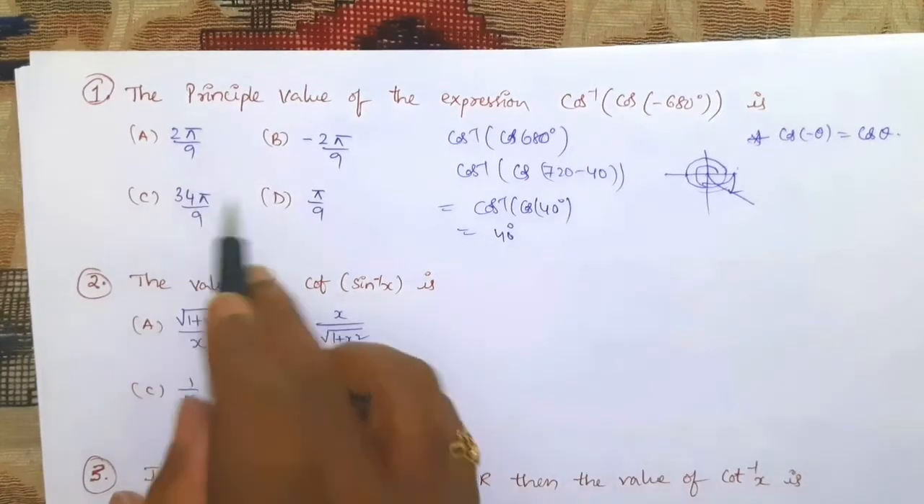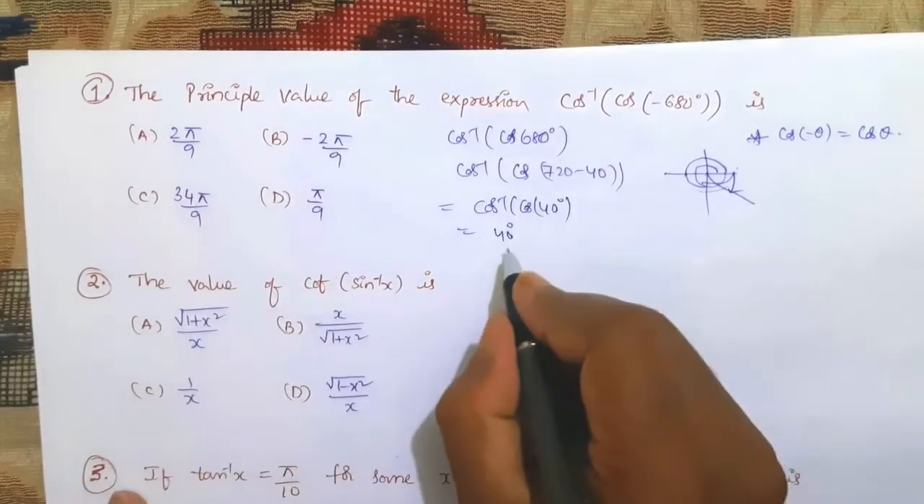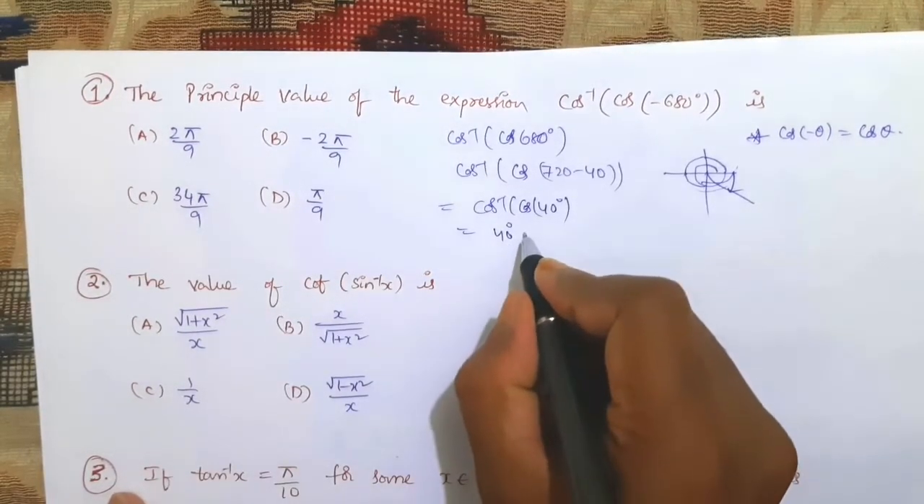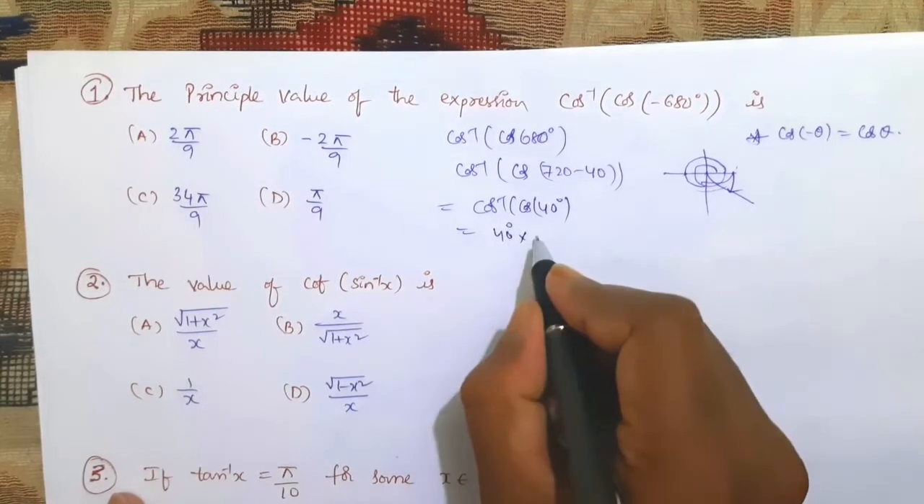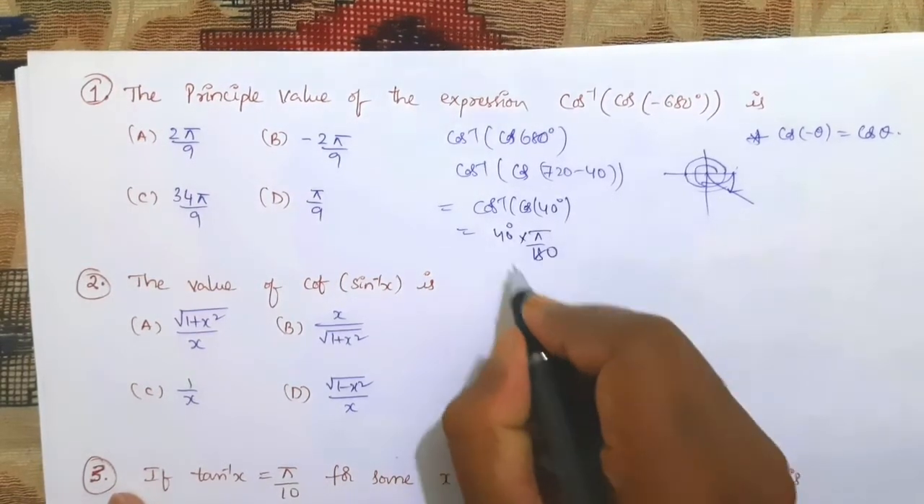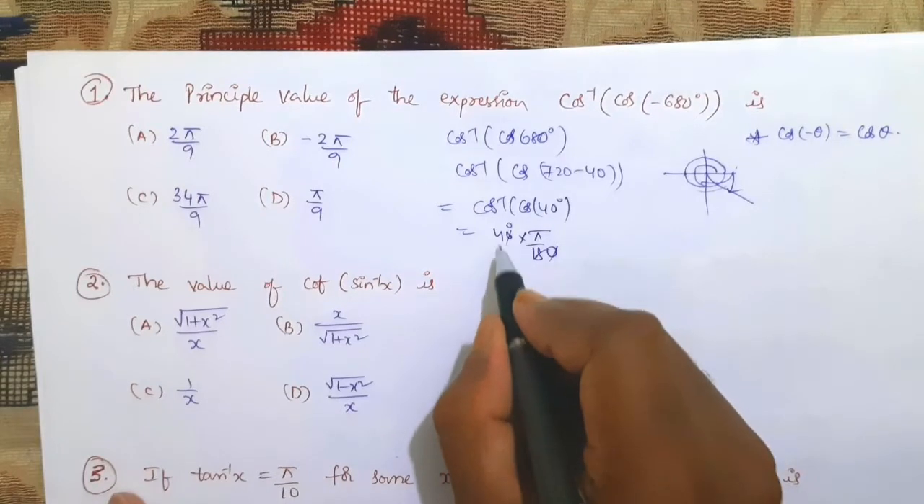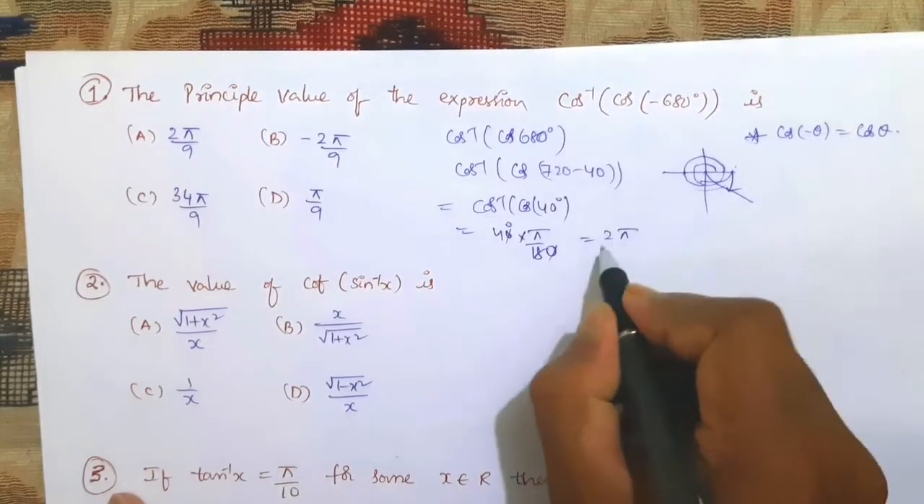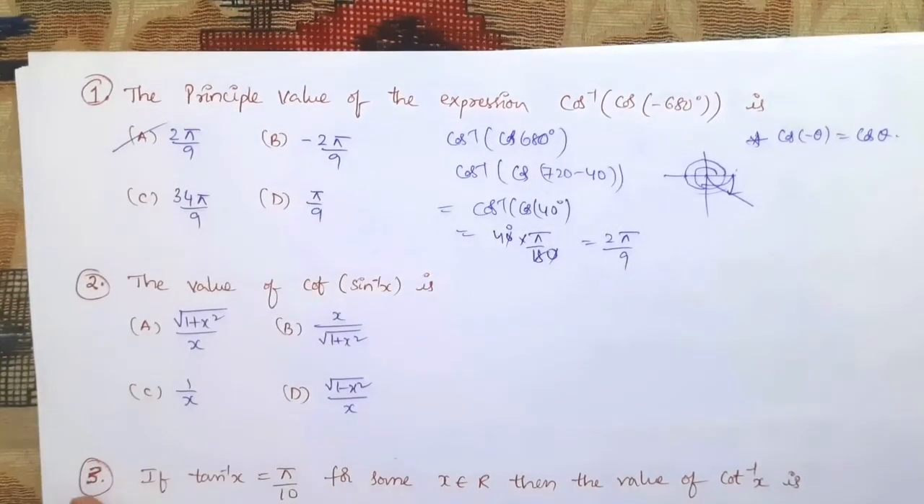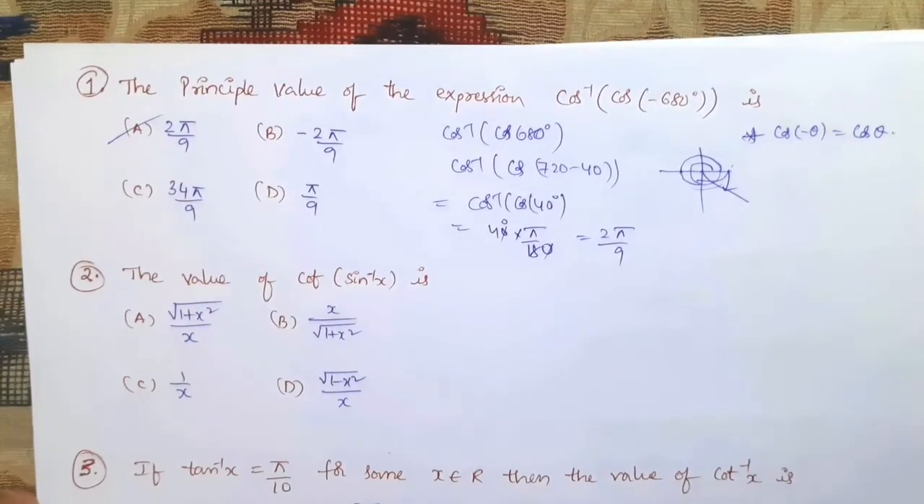But as they asked in terms of pi, how to convert this into radians? Multiply by pi by 180. Zeros cancel, 2 twos are 2, 2 nines are 2, which gives 2 pi by 9 as our right answer. See, this is how we should simplify.